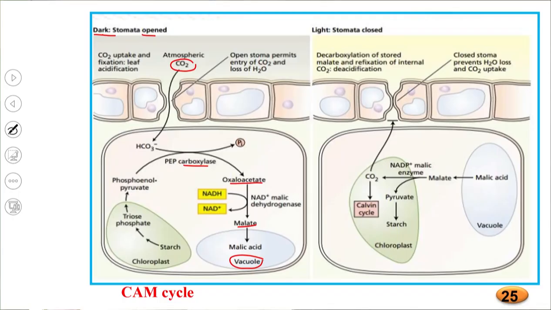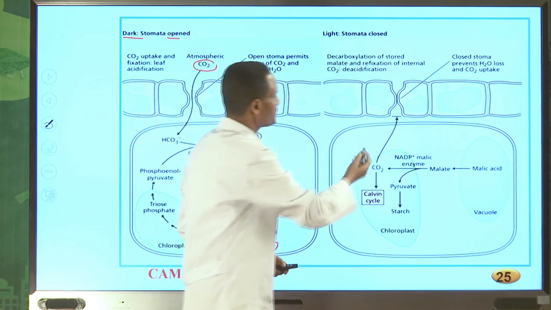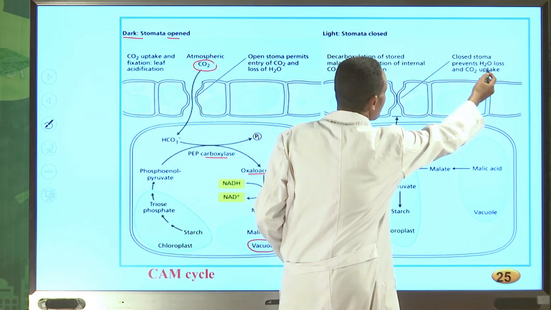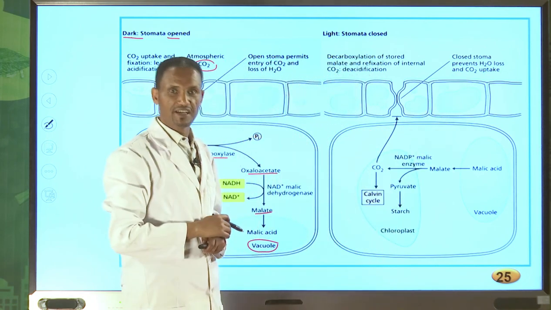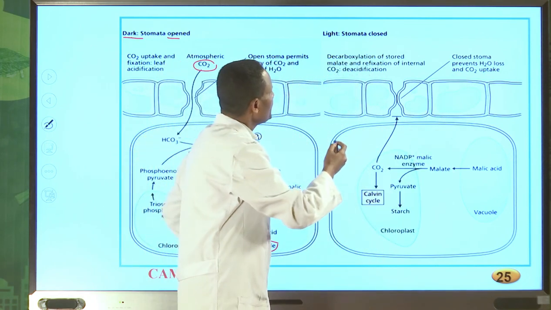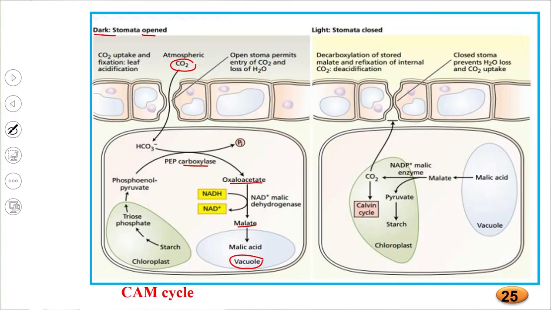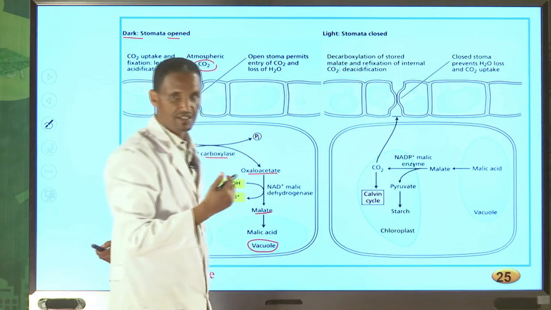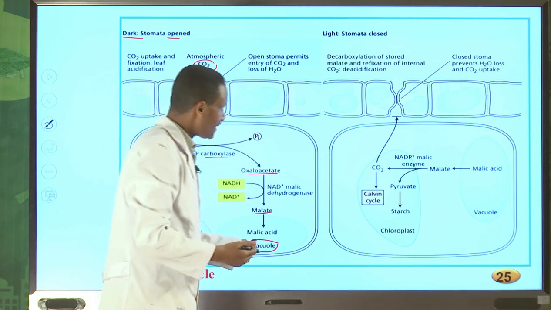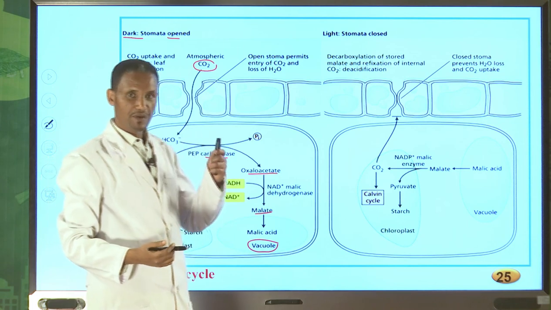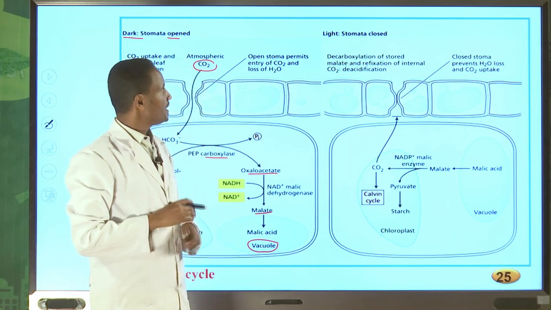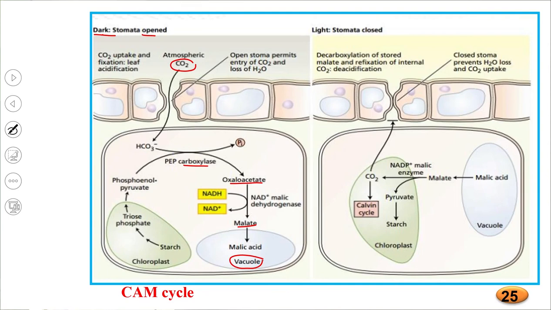During the light time or the daytime, the stomata become closed. When the stomata are closed, this prevents water loss and carbon dioxide uptake. Here the stored malate is decarboxylated and the internal carbon dioxide is fixed, and the leaf is deacidified. That means from this malic acid, 1 carbon is removed by the process of decarboxylation. This results in the deacidification of the leaf cell.